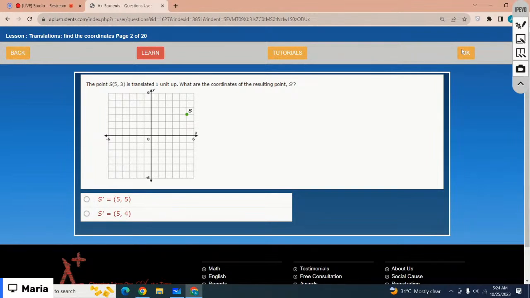The point S 5, 3 is translated 1 unit up. What are the coordinates of the resulting point? You move up. One unit up. So the new coordinates are, you need to move 1 unit up. So it would be 5 and 4. Option number 2 is the correct option.